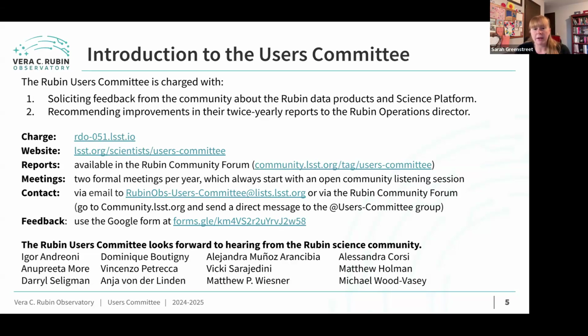And the Users Committee takes all of that information from the community, which is what their charge is, to receive that community feedback. And then they write reports twice a year that go directly to the Rubin Operations Director. So it's a great way, if you have specific feedback or any concerns, to be able to funnel all of that all the way up to the top of the command chain, and we'll try to make sure that all of that gets addressed in one way or another, and hopefully accommodated as well. So please use that resource because they're a great resource.